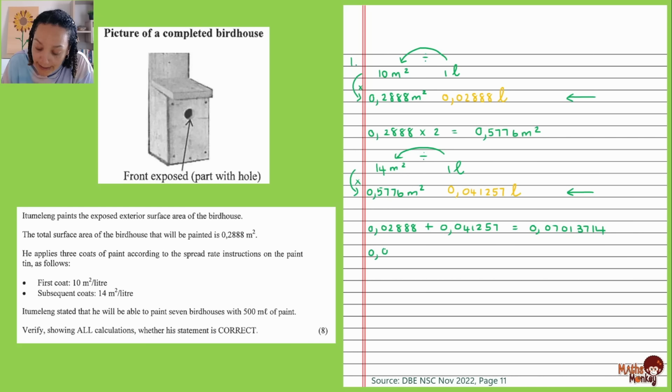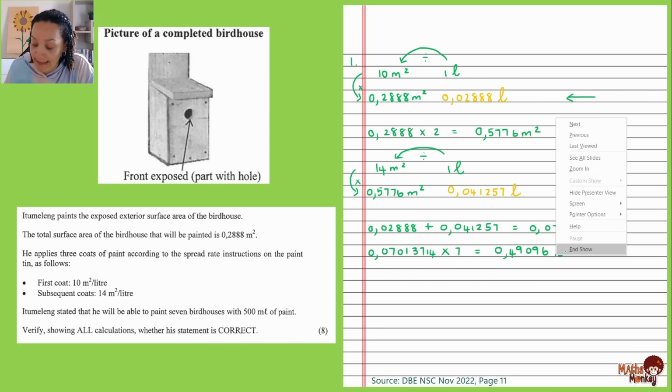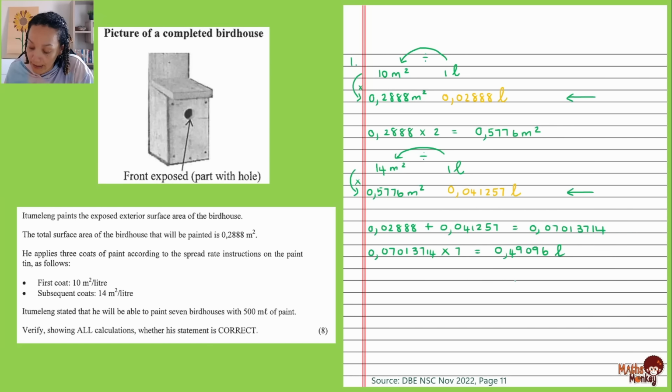So now I can take that answer and multiply it by 7, because this is how much he states would be able to be painted. So the answer is 0.49096 liters. Is this liters? Yes, this is liters. Okay, sorry. All right, so now he mentions that you can use 500 milliliters. So if I say 500, this is in liters now.